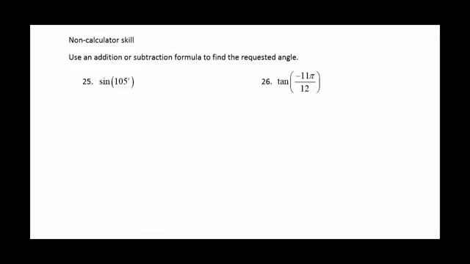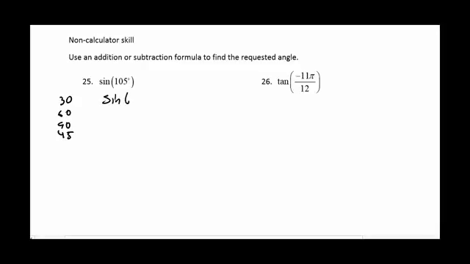Number 25 and 26, I wanted to clarify that those are non-calculator questions, so you won't be near a calculator when you are working these. So I want to start by thinking of unit circle values that add up to or subtract to 105. So I'm just going to make a list. We got 30, 60, 90, 45, and I need any of that set to make this 105. And I can see that 60 and 45 work.